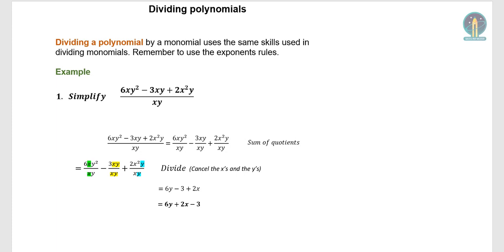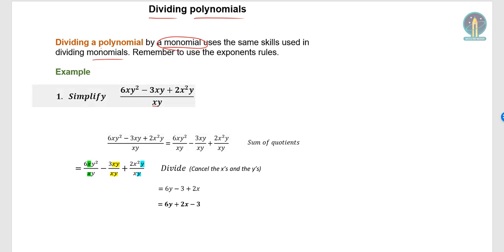In this concept, we're going to talk about dividing polynomials. Now, dividing a polynomial by a monomial uses the same skills used in dividing monomials, right? So in this case, we use the exponent rules. Let's look at this example. Simplify this expression: 6xy squared minus 3xy plus 2x squared y, divided by xy.